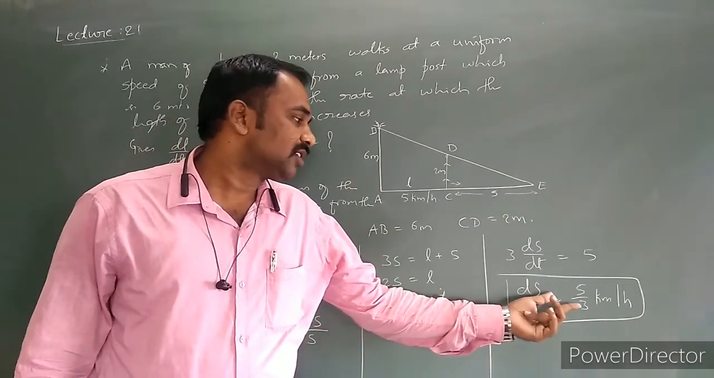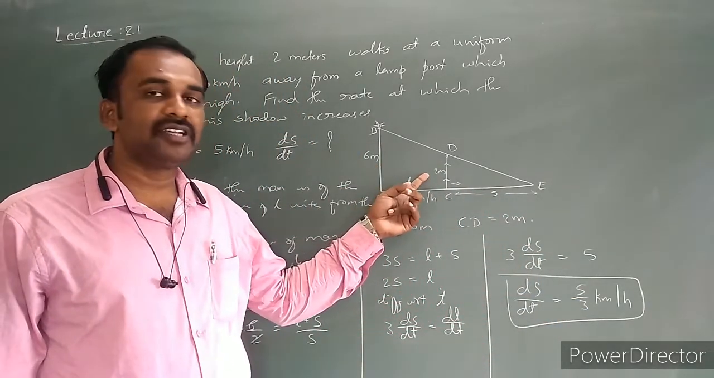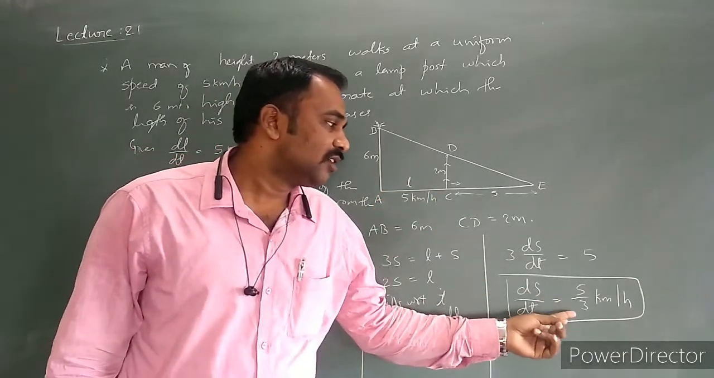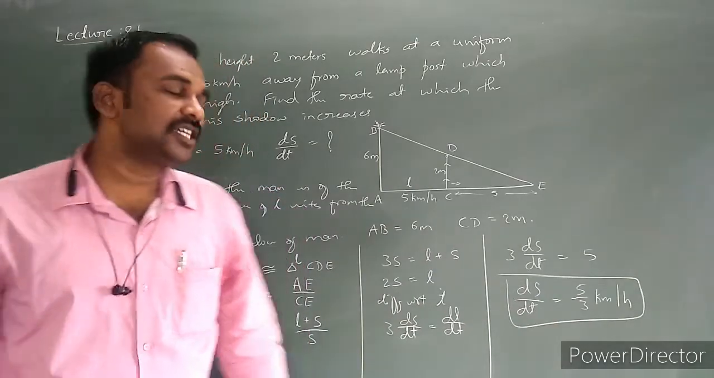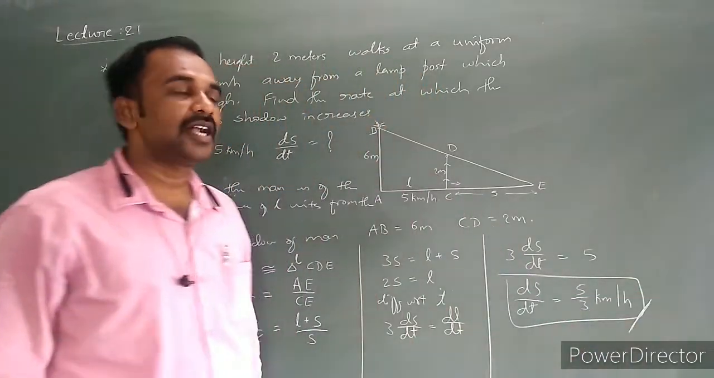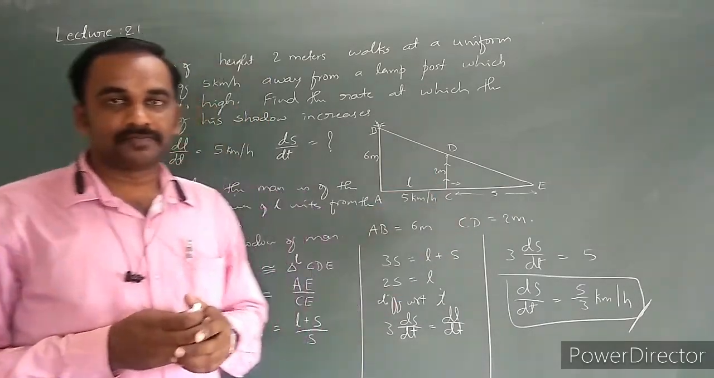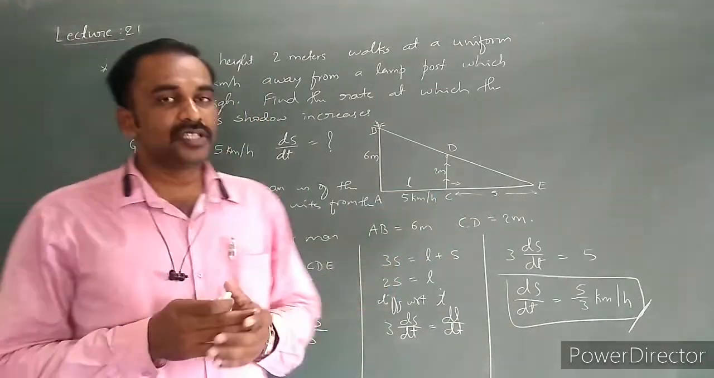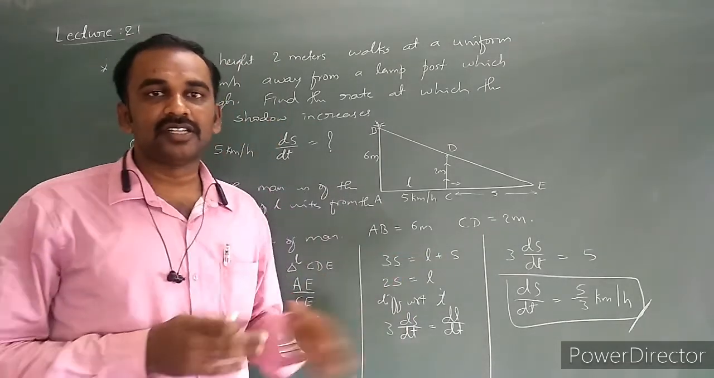The rate of increase of the shadow of the person, with the lamp of 6 meter height and the man having 2 meter height, is 5 by 2 kilometer per hour. It is a positive quantity, so it is increasing. Now we have got the required answer. So this is the problem on the rate measure, the first exercise. So this completes your application of derivatives, all the applications.